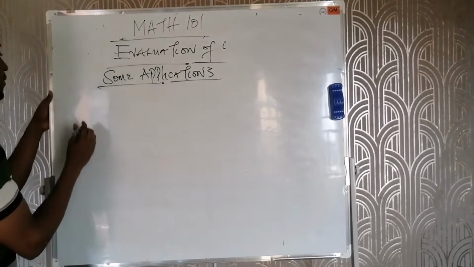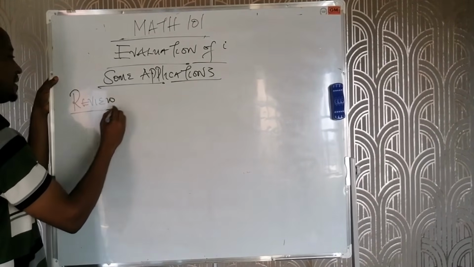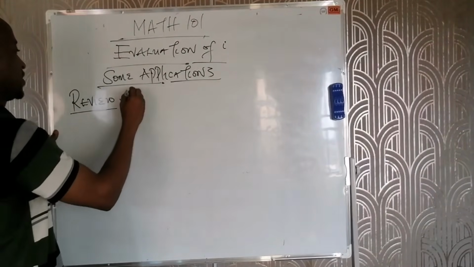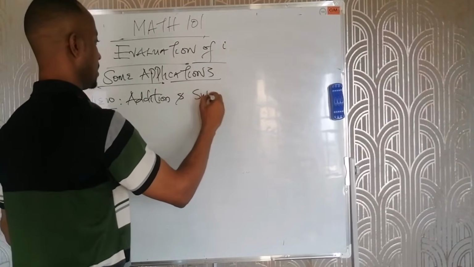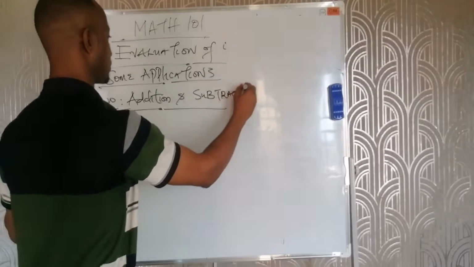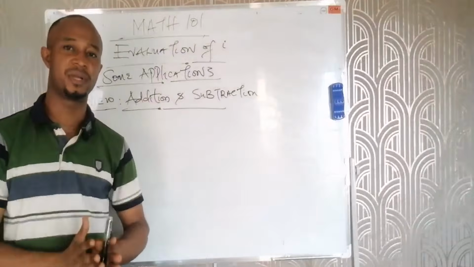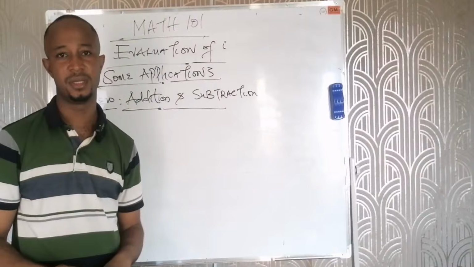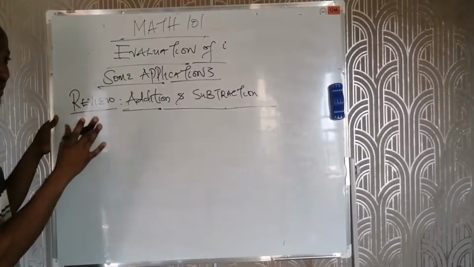Okay, I want us to have a review again. After seeing how to evaluate i and derive i, we talked about some applications, and I mentioned just one, which is under addition and subtraction. I mentioned that the addition and subtraction of two or more complex numbers will always result in the formation of a new complex number, right? For instance, I won't go into details again. I've already explained this part before.